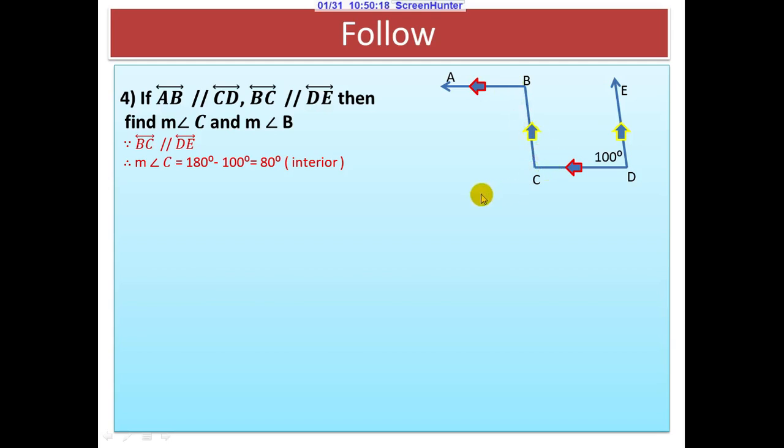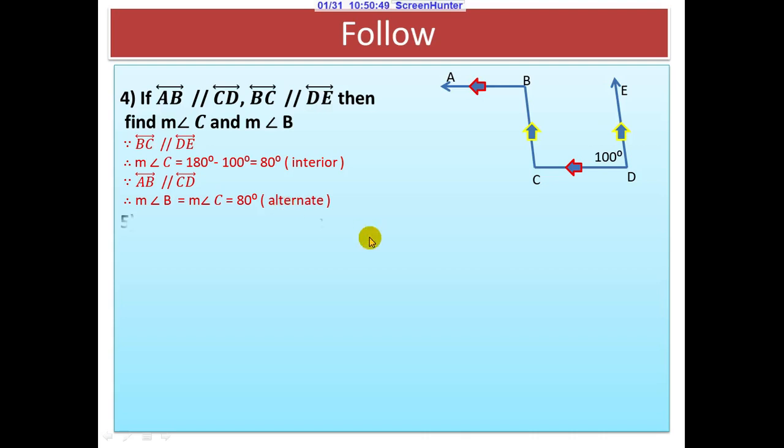But how to write it in proof? By doing the same previous steps. We must write first the two straight lines which are parallel. We have here, since AB straight line is parallel with CD straight line like that, and therefore the measure of angle B must be equal to the measure of angle C equal 80 degrees because they are alternate angles.